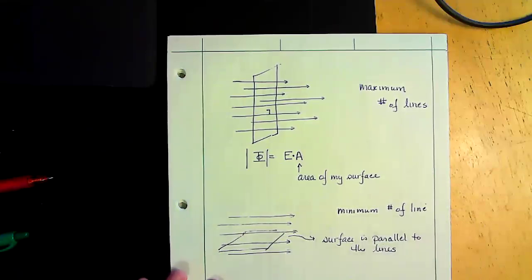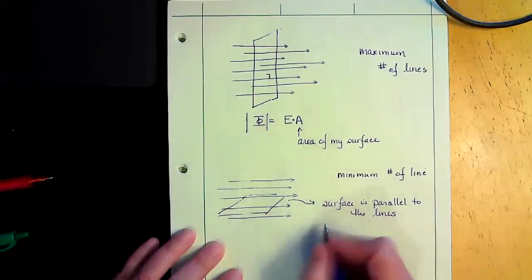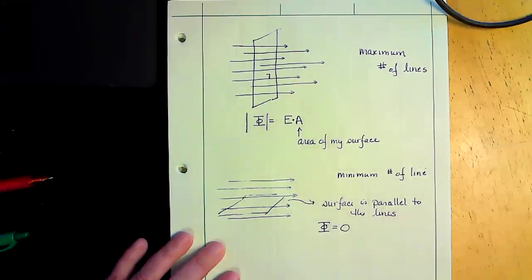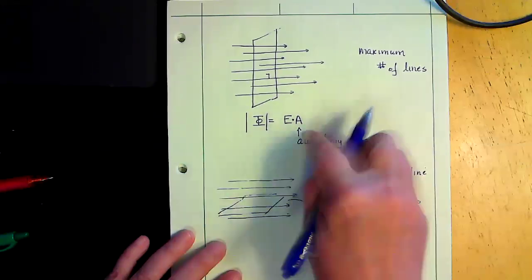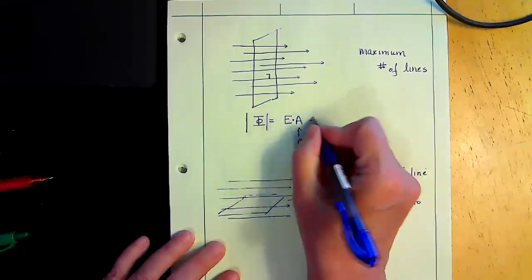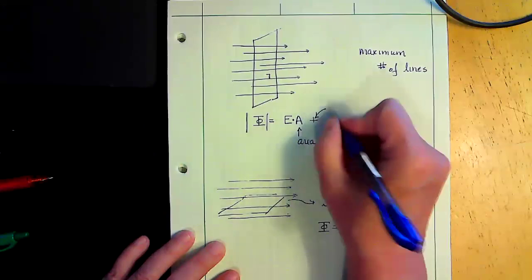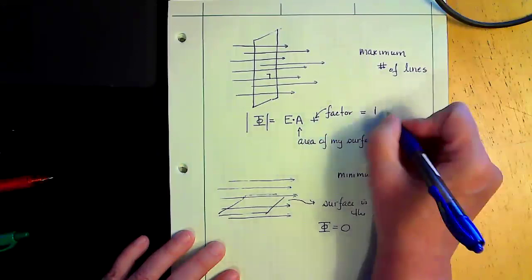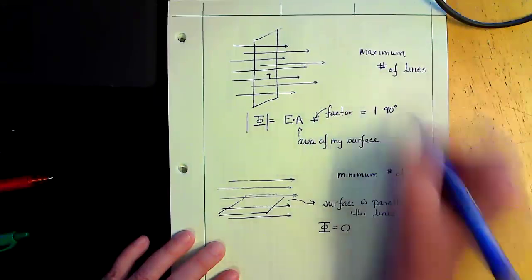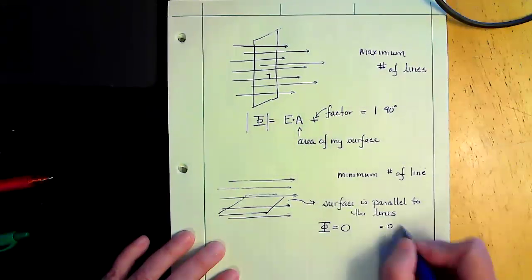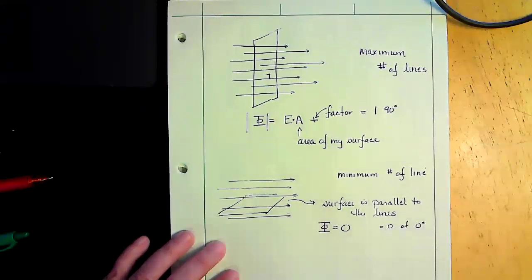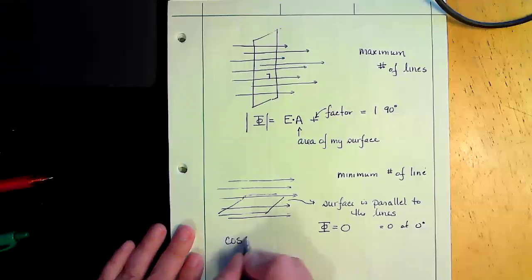I get my surface parallel to the lines. And then in that case, my flux is going to equal 0, because I'm going to deal with, this is the maximum. So I'm going to put some factor here that equals 1 when I'm at 90 degrees, and it equals 0 at 0 degrees. And we have something that does that. Cosine.